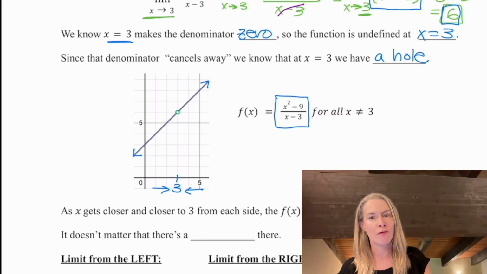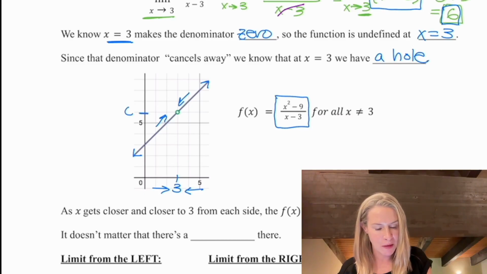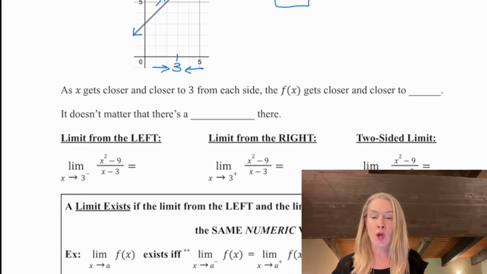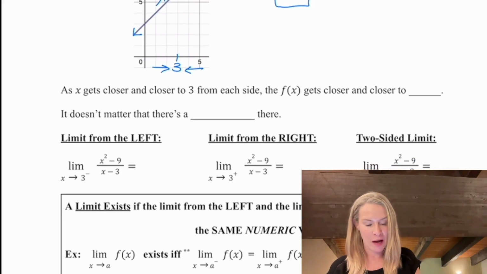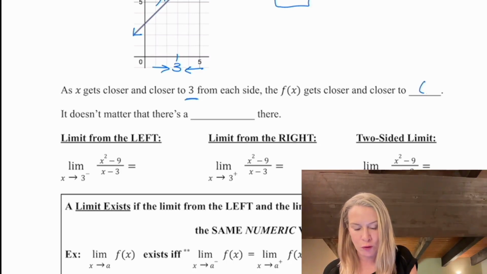So x is undefined at 3. So where's the graph heading? From either side, we're heading towards that hole there, which happens to be at y equals 6. So as x gets closer and closer to 3 from each side, the f of x, the output value, gets closer and closer to 6.